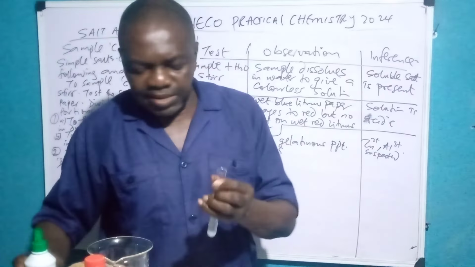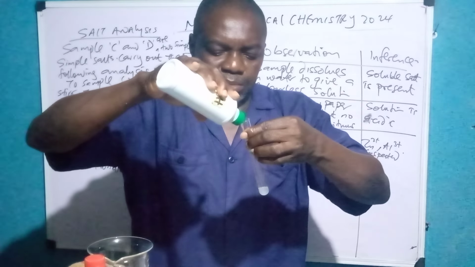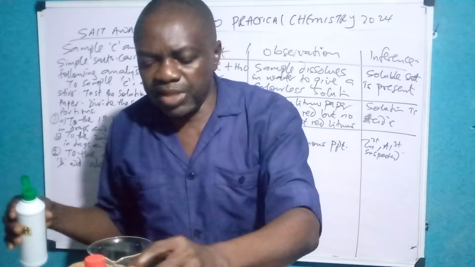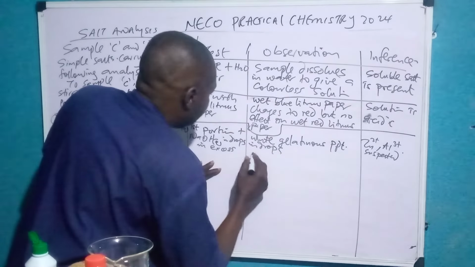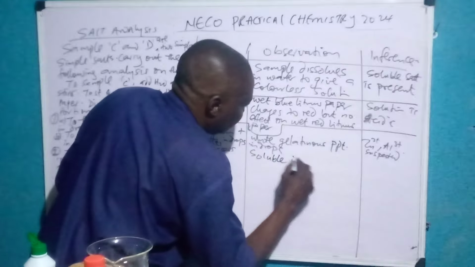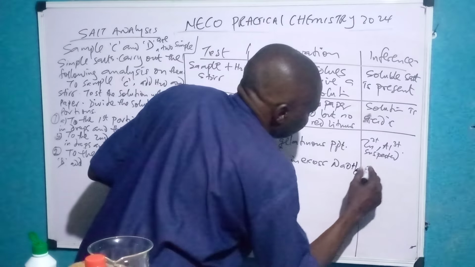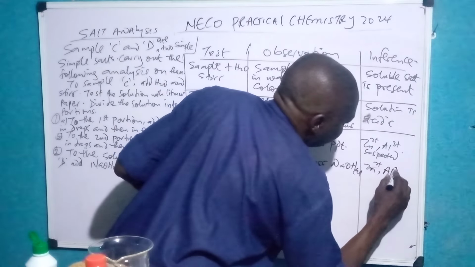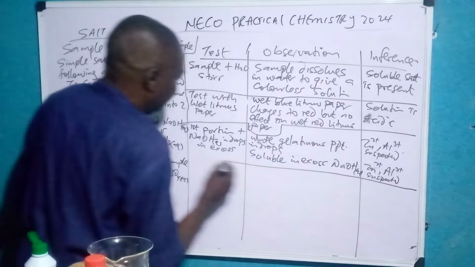So we add in excess. In excess, the precipitate dissolves. So that one is done. The precipitate dissolves in excess. Why the gelatinous precipitate? Soluble, you can use soluble here or still dissolve. In excess, NaOH aqueous. You still repeat the same thing, Zn2+ and Al3+ suspected. Both of them cannot be present, don't forget that.